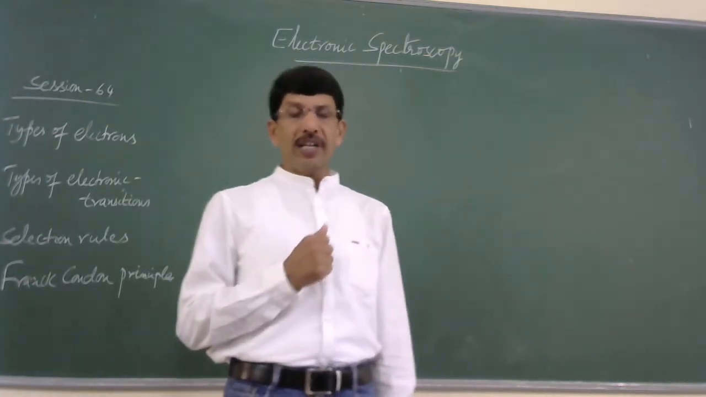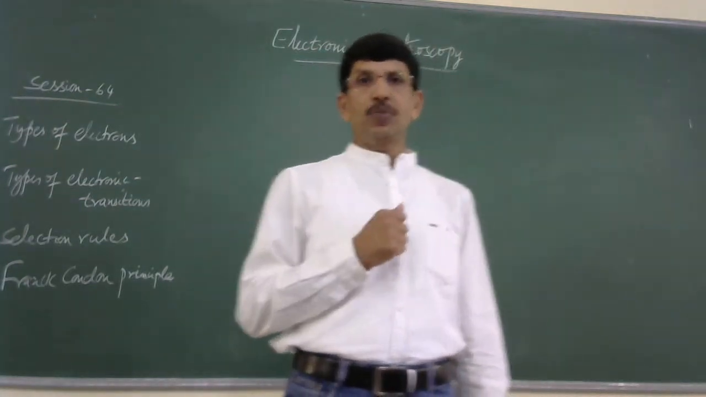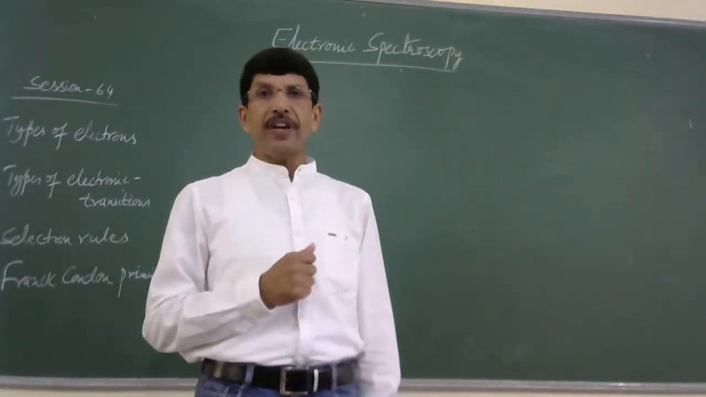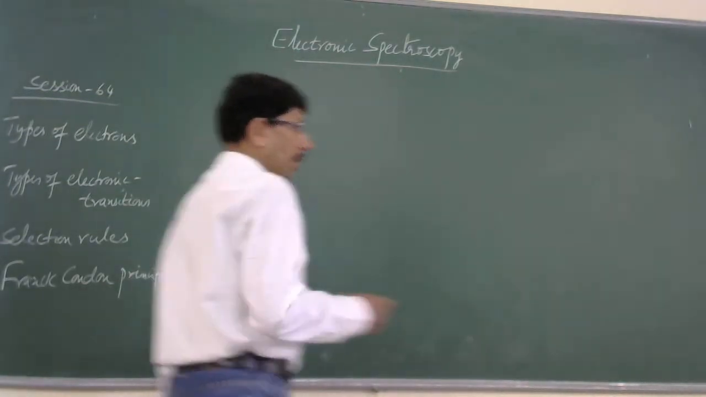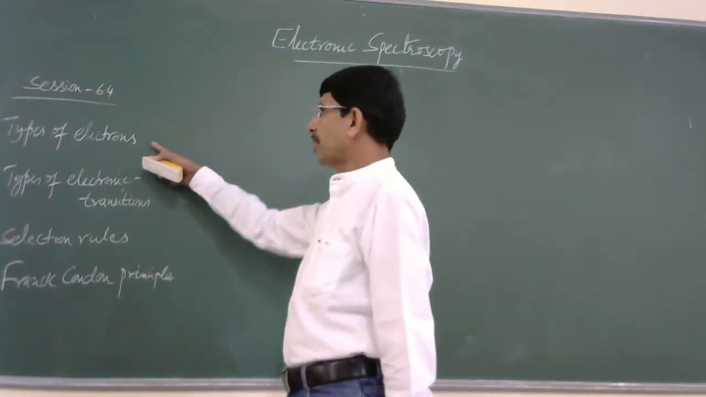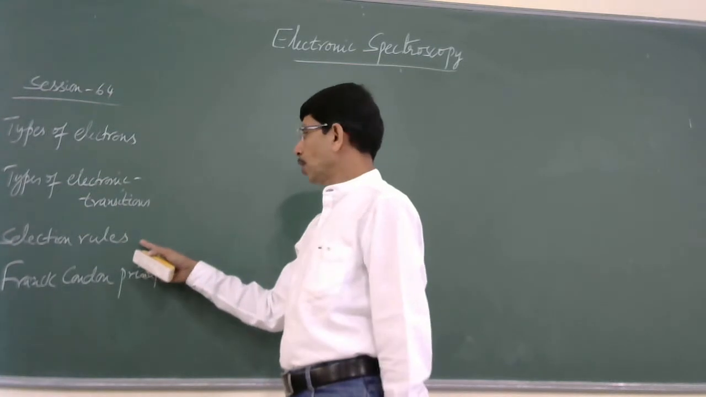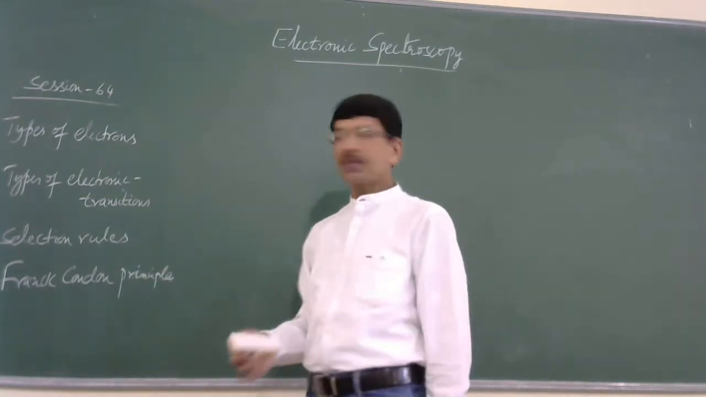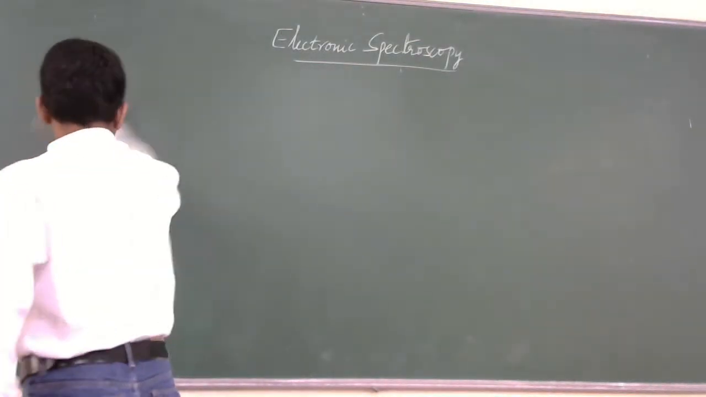Since electronic spectroscopy involves electronic transitions, let us try to know what type of electrons are involved in these transitions. So, in this video, we will be discussing the types of electrons, types of electronic transitions, selection rules, and Franck Condon principle. So, let us discuss these topics one by one.